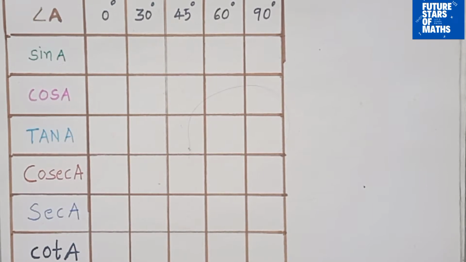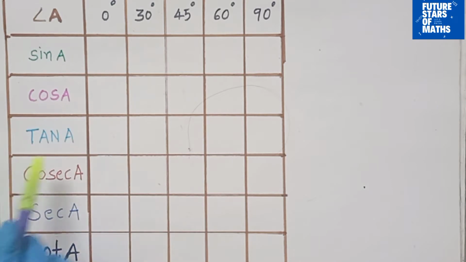In today's video, let's complete our trigonometric table. As you all know, there are 6 trigonometric ratios: sin A, cos A, tan A, cosecant A, secant A, and cot A. So, what is the inverse of sine? Cosecant. You all know that. The inverse of cos is secant, and the inverse of tan is cot A, and vice versa.